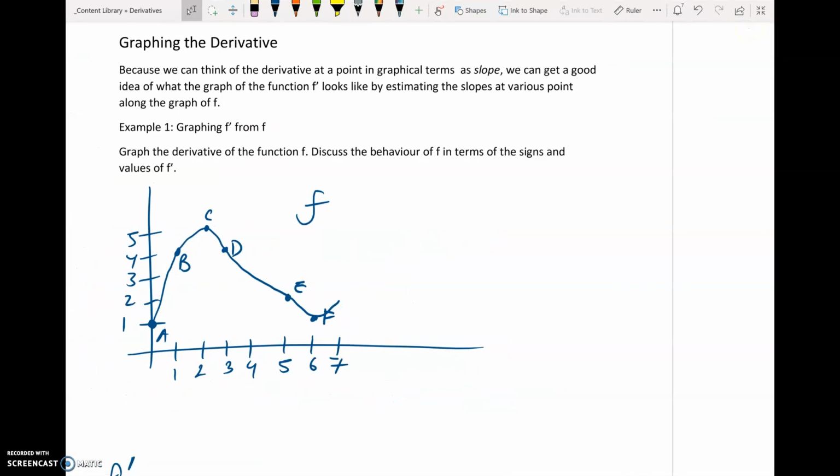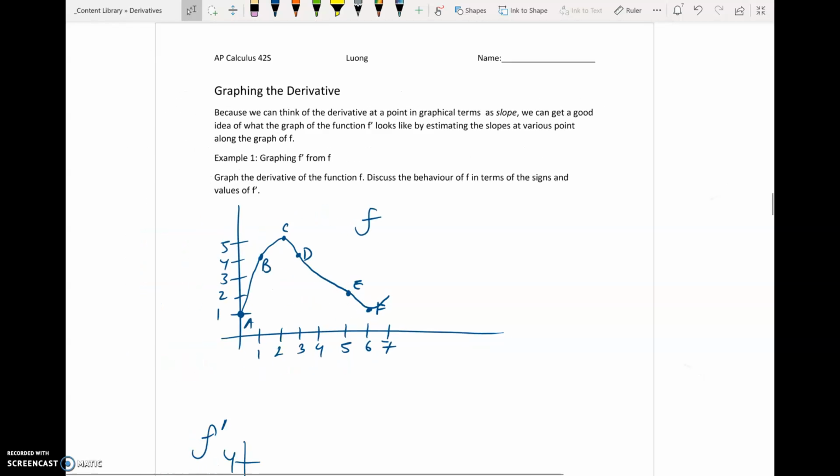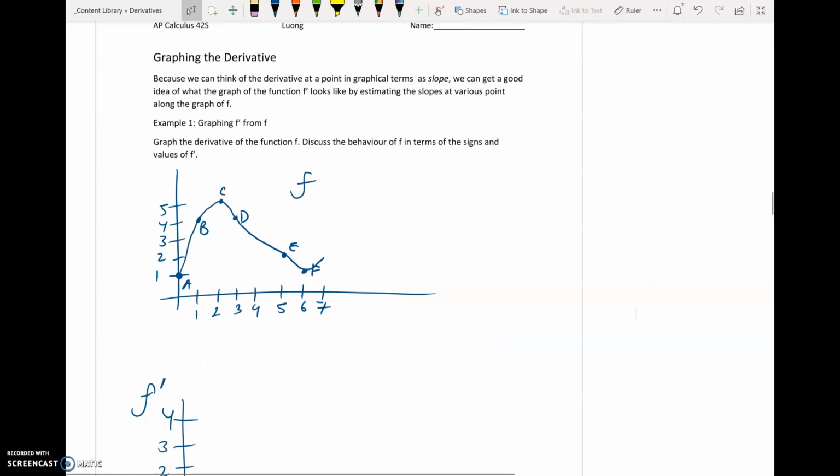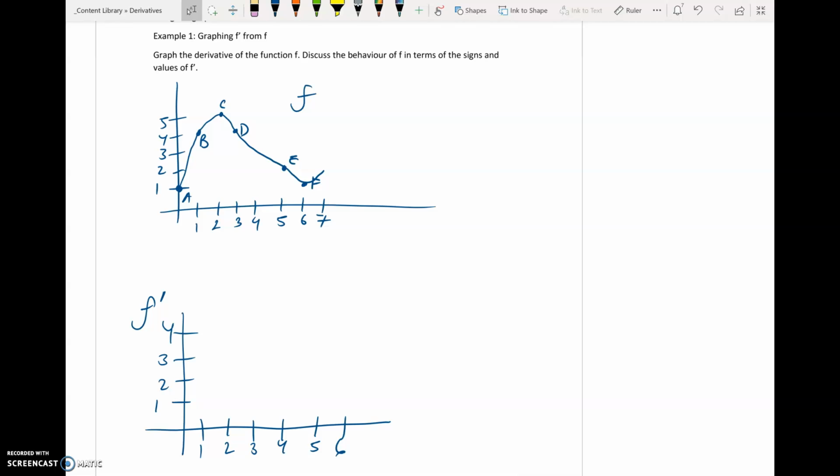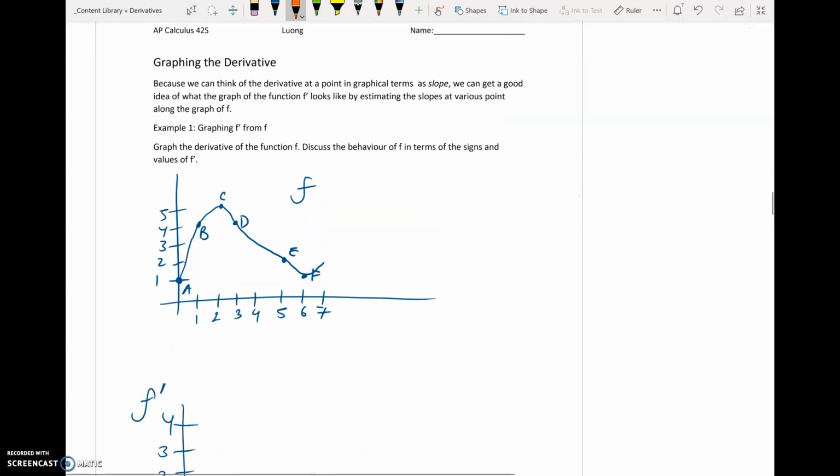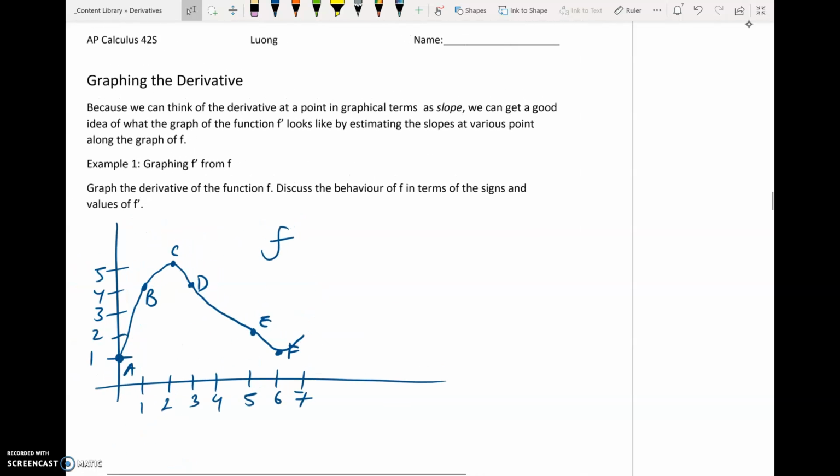In this lesson, we're going to look at graphing derivatives. Now, I know that your page is pretty blank right now, so can you copy down the graph f and the template for f prime first, and then we'll continue. Okay, so graphing derivatives.